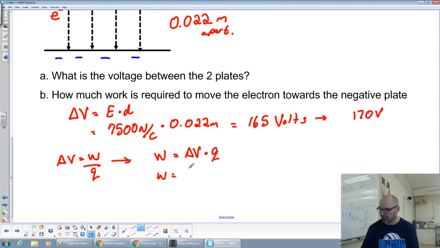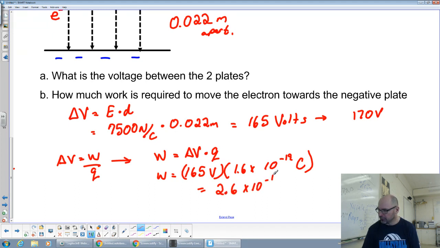So the work done is going to be 165. I'm not going to use the rounded off one till the end, times 1.6, and I'm only going to use two significant figures there, times 10 to the negative 19 coulombs. If you multiply those two together, you get 2.6 times 10 to the negative 17 joules of energy to move that electron. So fairly simple using those two equations.